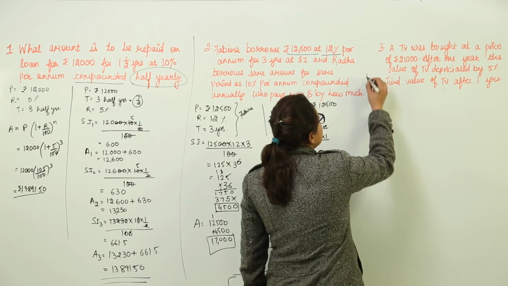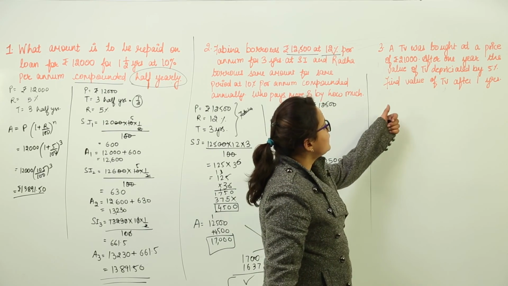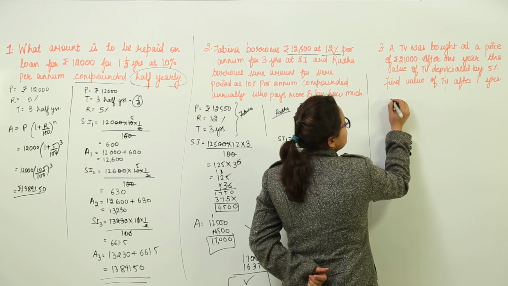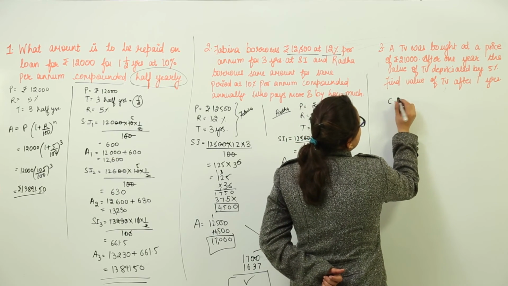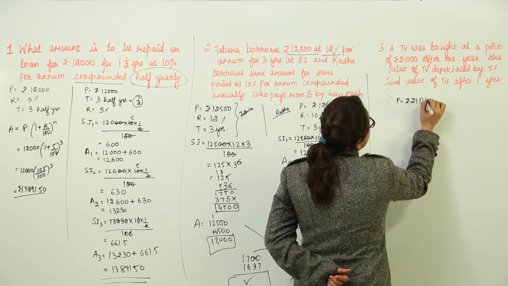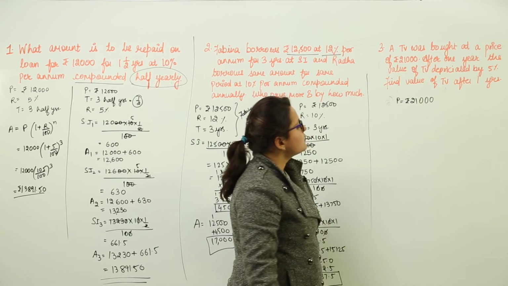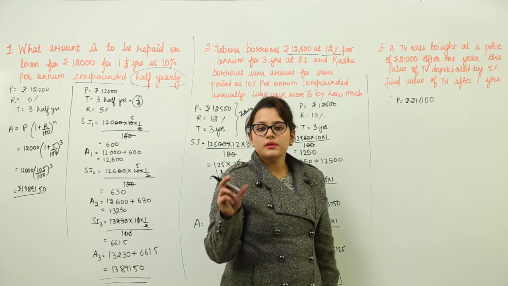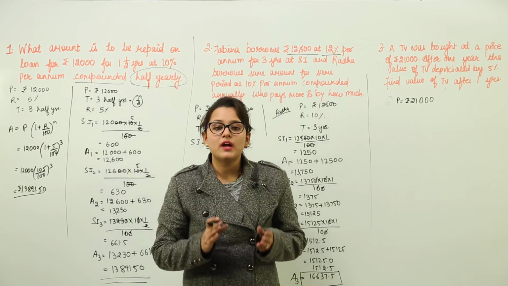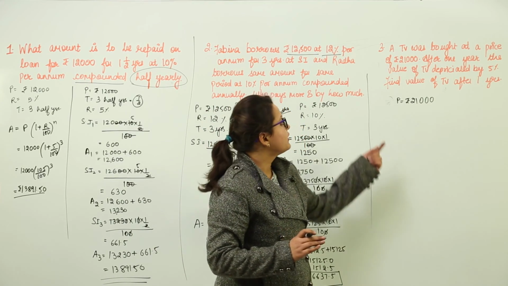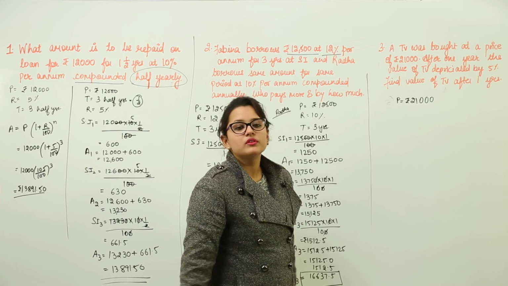Let us move on to the third question. It says a TV was bought at a price of rupees 21,000. So we can write the cost price or the principal price as rupees 21,000, right? After 1 year, the value of the TV depreciated by 5%. The depreciation here means that the value is getting reduced by 5% after 1 year. So find the value of the TV after 1 year.